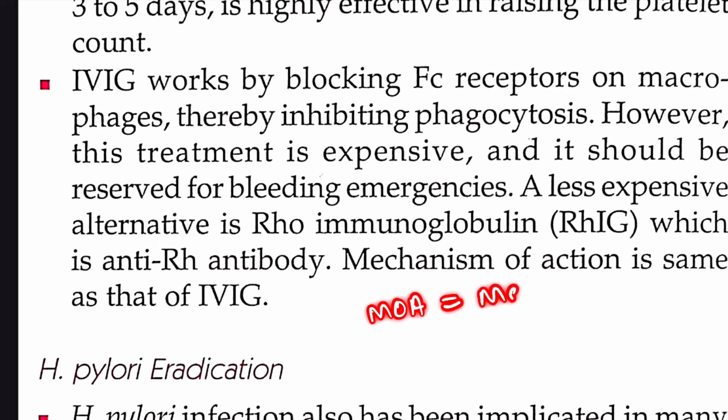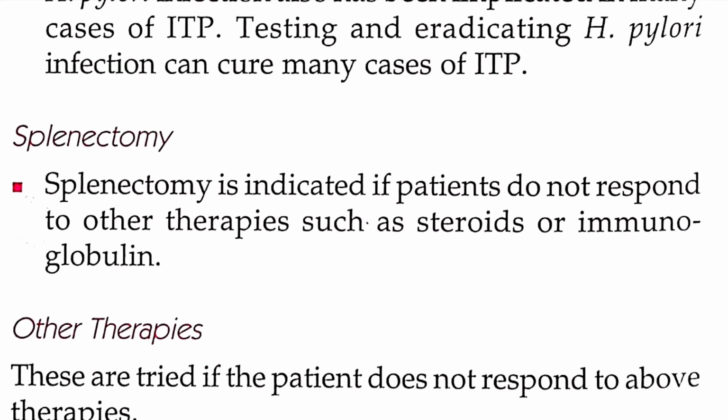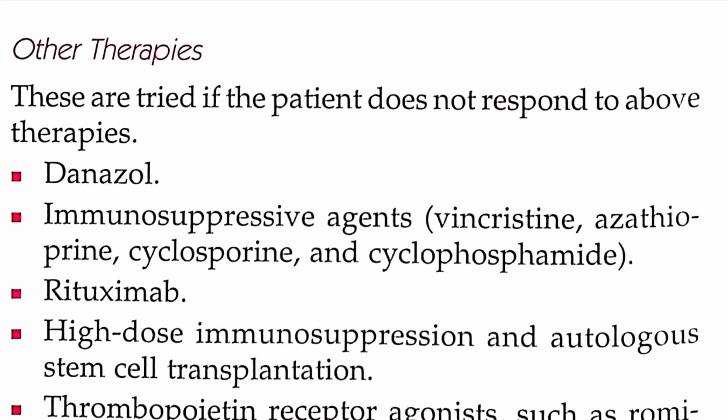H. pylori eradication. H. pylori infection also has been implicated in many cases of ITP. Testing and eradicating H. pylori infection can cure many cases of ITP. Splenectomy. Splenectomy is indicated if the patient does not respond to other therapies such as steroids or immunoglobulin. Other therapies. These are tried if the patient does not respond to the above therapies.